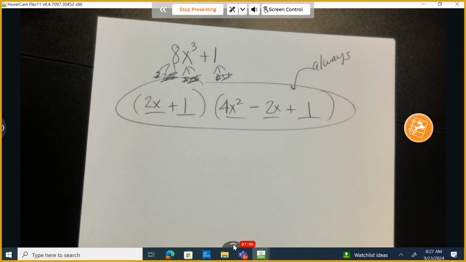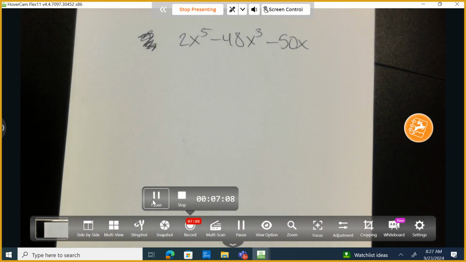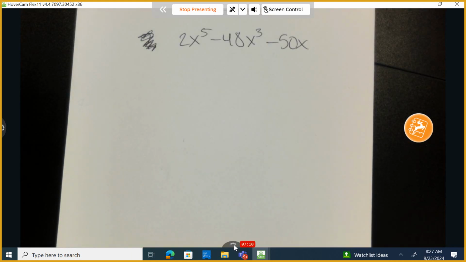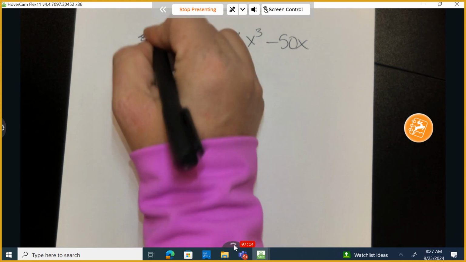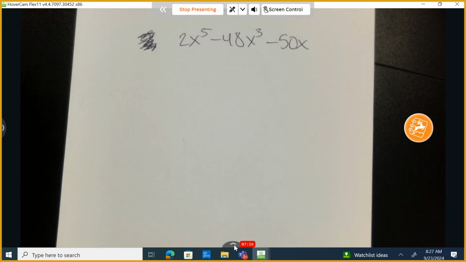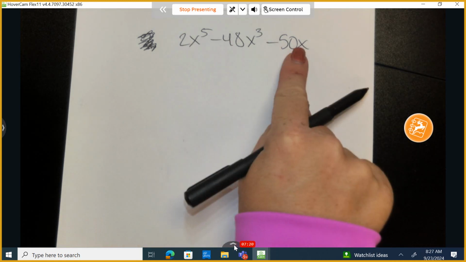To review from last week. This will be our last review problem from last week, from Friday specifically. So the very first thing we're going to do is we're going to ask ourselves, is there a value that I can divide out of each one of the 3 terms?